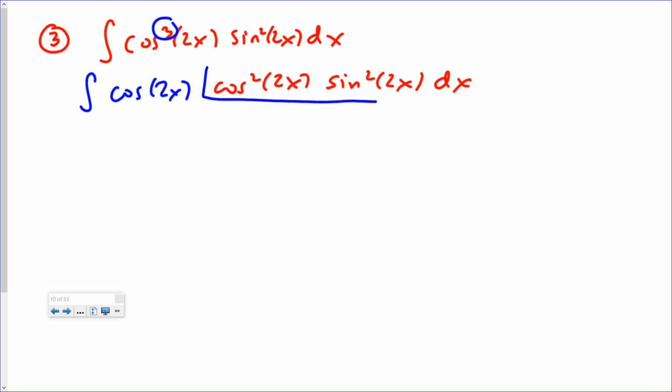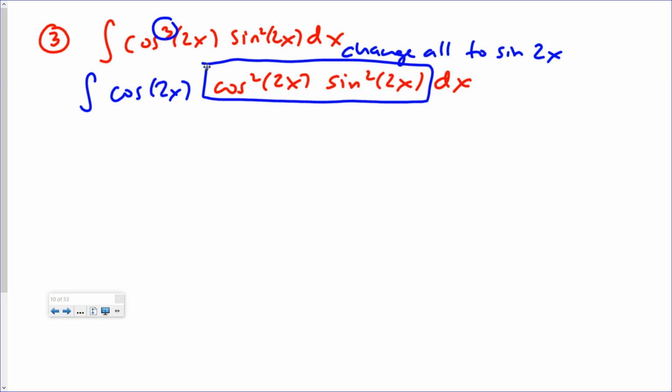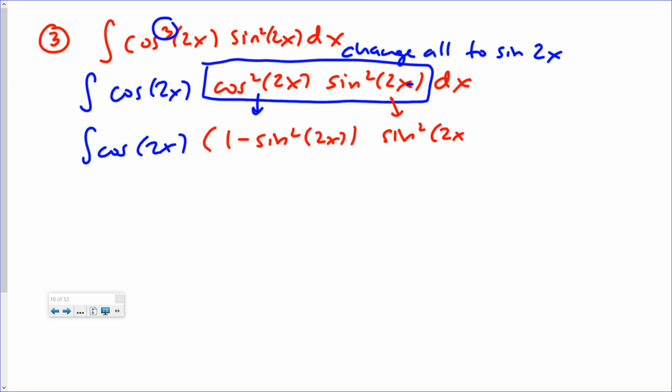So the goal is to change everything else to sine. Let me box this in. I need to change all to sine 2x, basically. This is already sine 2x. So what I do is use a Pythagorean identity to change this one to sine 2x. So this is going to be cosine 2x times, I think it's 1 minus sine squared 2x, and this right here is going to be sine squared 2x dx. Okay, so I've done what I need to do.